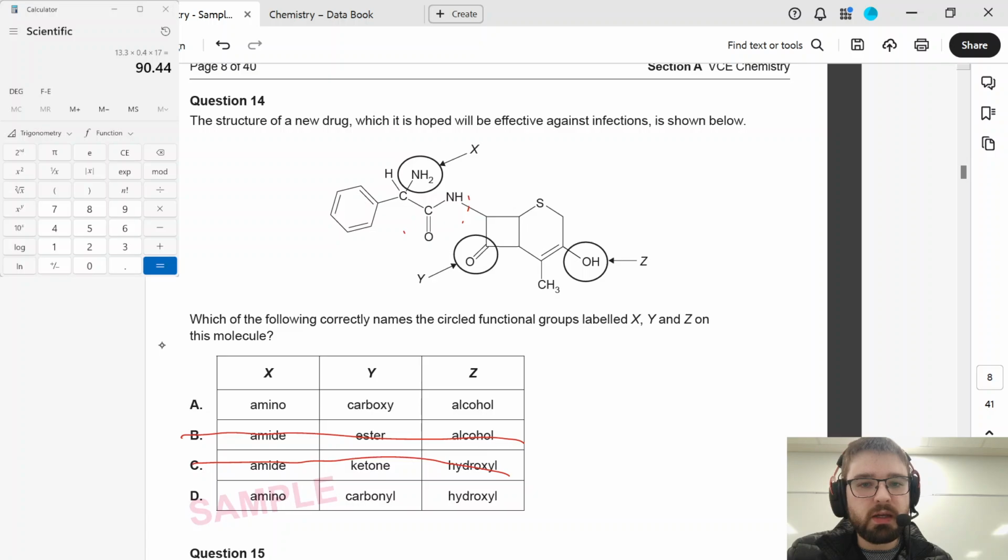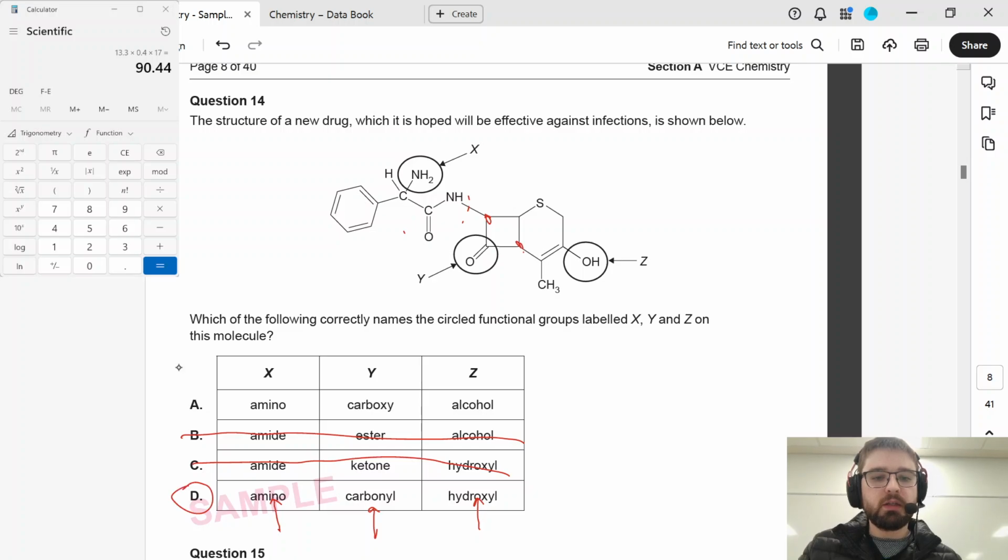Y is going to be a ketone. There is no OH over here or here. There's carbons on both sides, so therefore it's going to be a ketone, or you can say that's a carbonyl group there. And then this is a hydroxyl group over here. So this one is going to be D.